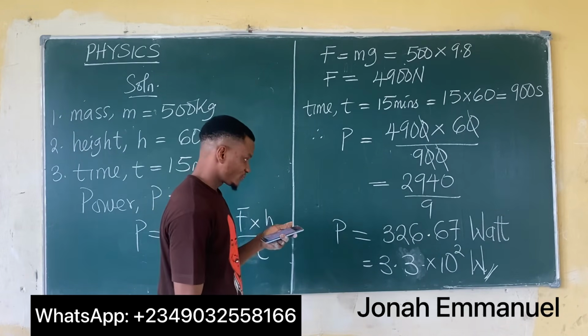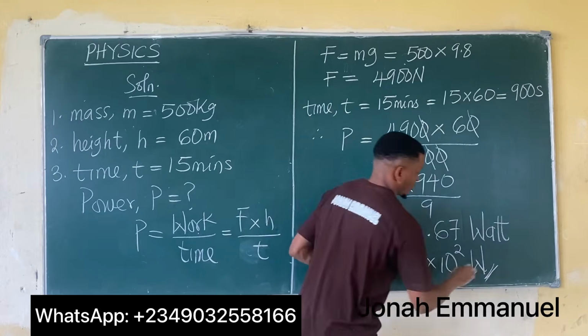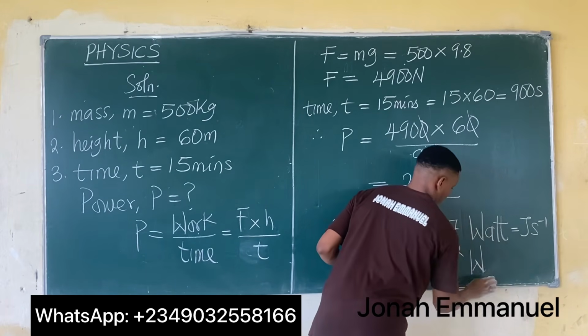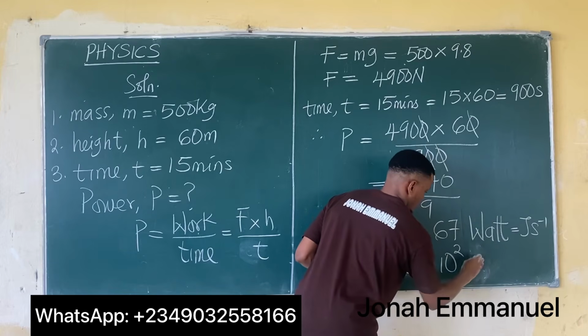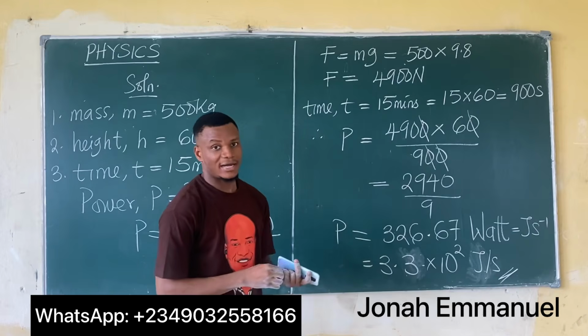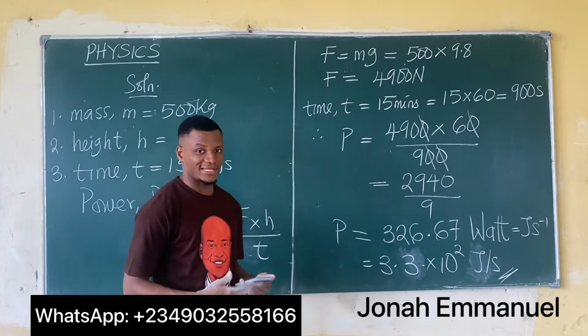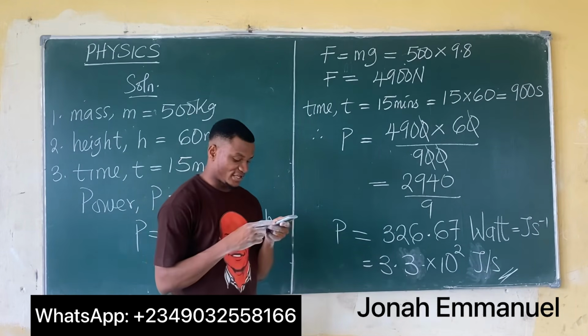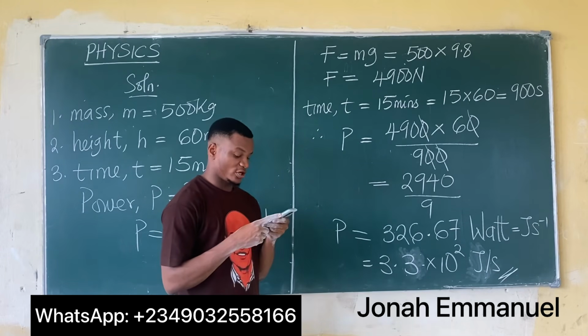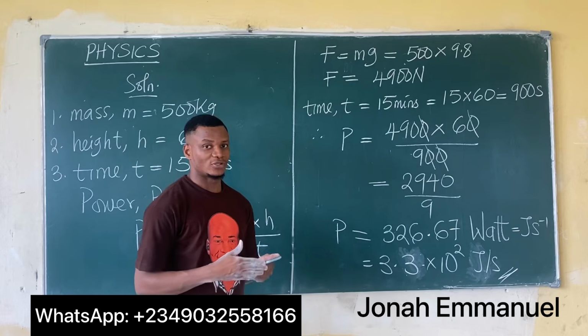Of course, watt is the same thing as what there? Joules per second. The same SI unit. So joules per second and watt are dimensionally homogeneous and the same thing. So hence my answer is 3.3 times 10 to the power 2 joules per second. So the correct option there is option D.